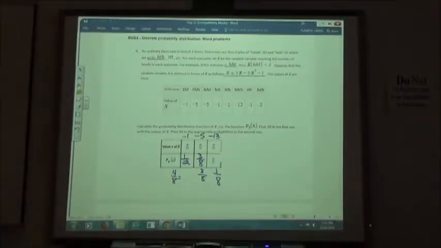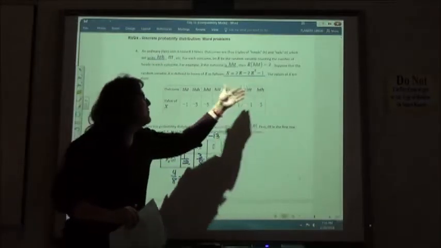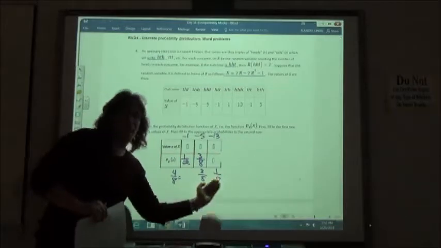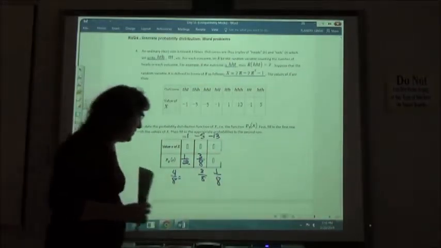So they give you all that weird stuff and talk about that weird formula, you don't even use it. All they're trying to do is have you take the information from this table and write them as their percentages as a fraction.